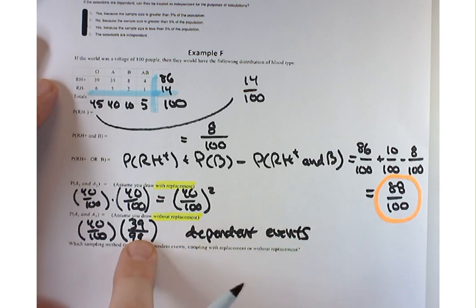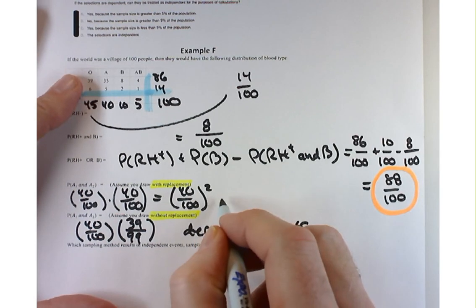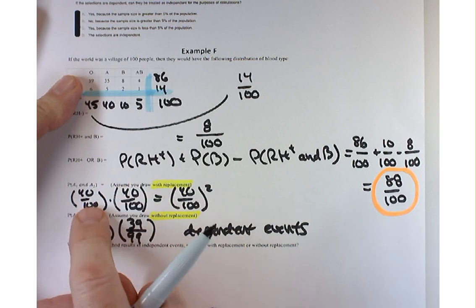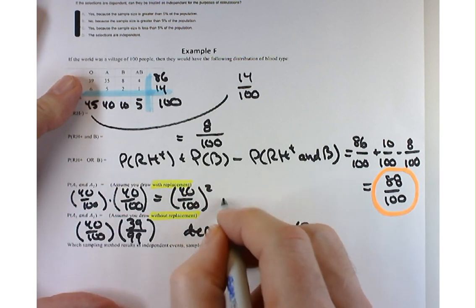What happened on the first one changes the probability of what happens on the second one. Not so up here. Here the probabilities remain the same. What happened on the first event doesn't affect the probability of the second event. So those are independent.